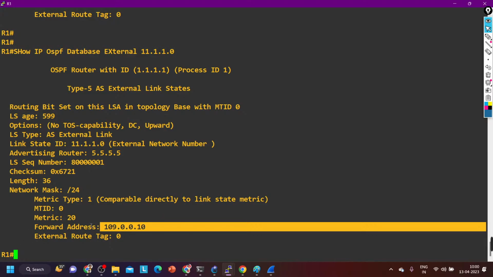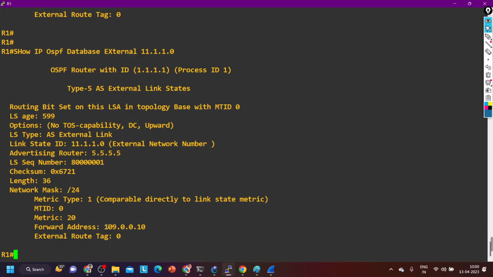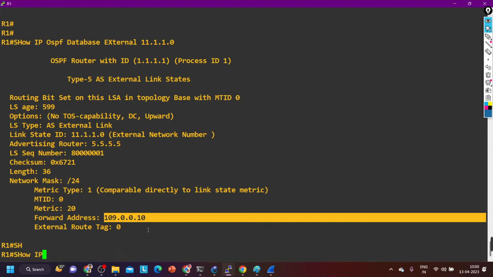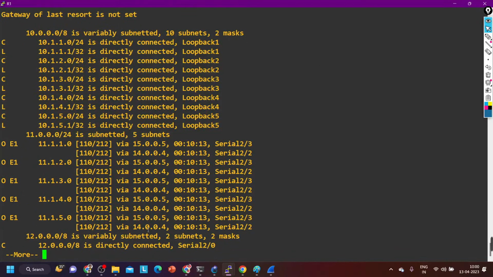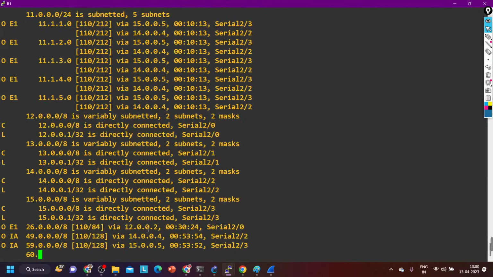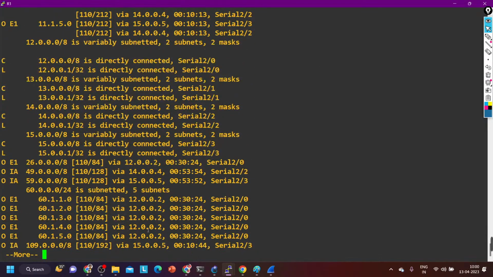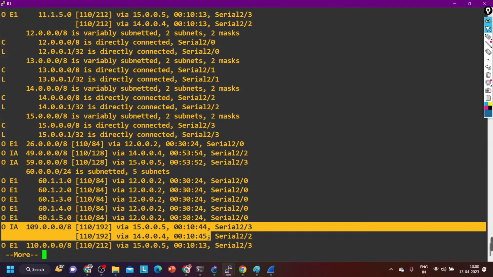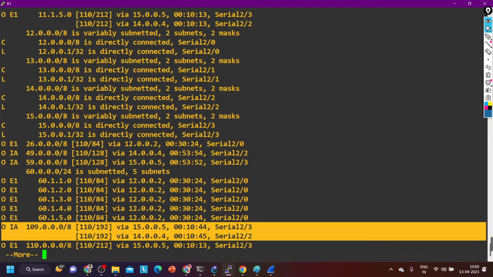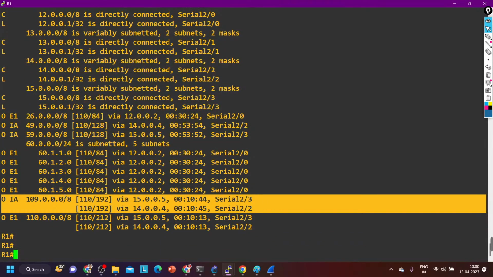Now router 1 will check the prefix, the route for this network. So, show ip route. This prefix will be there inside the routing table, yes or no? 109.0.0.0, here you can see. And how many paths are available for this network, guys? Two. And from both sides, the cost is equal. So that's why the router is installing the prefix from both sides.